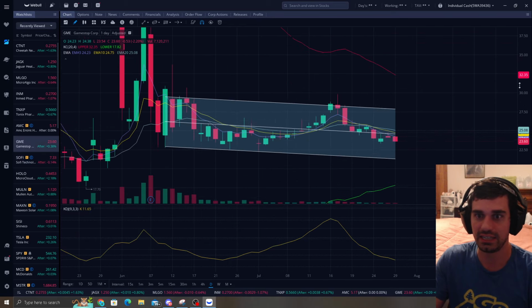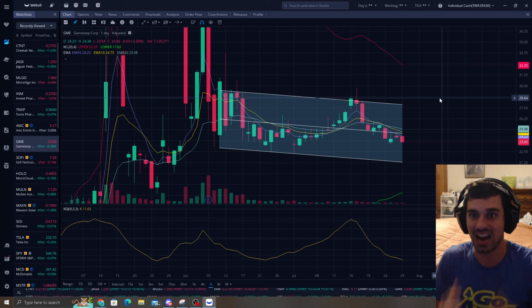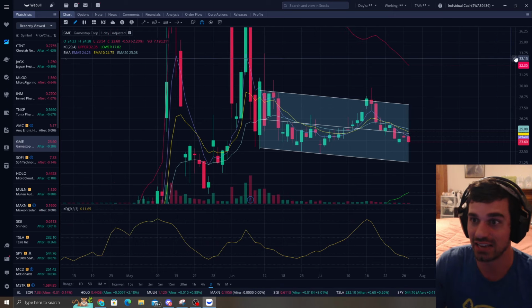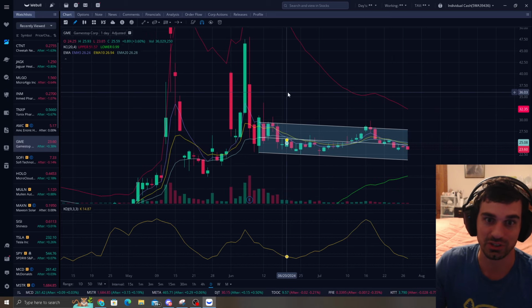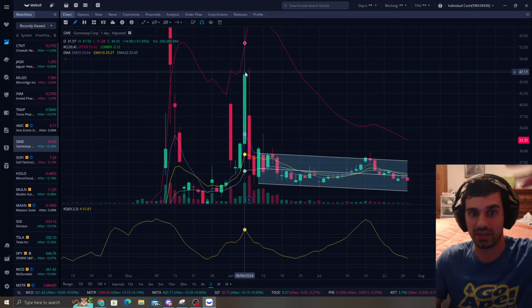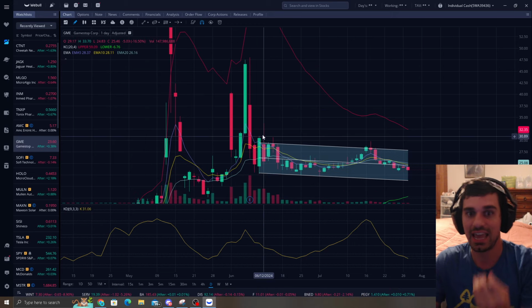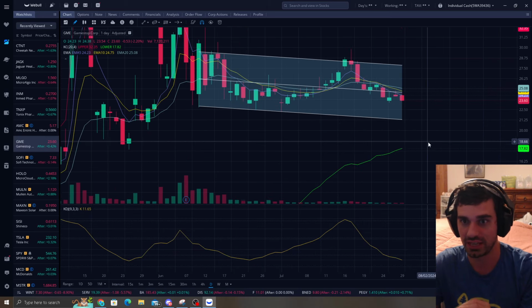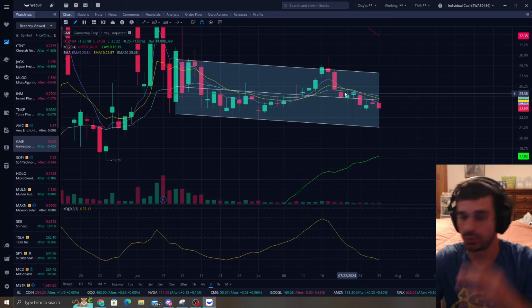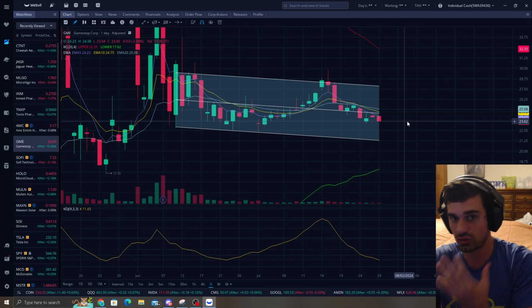GameStop right in here is in a nice consolidation pattern. I suspect a big move up any day now. And I just wanted to show you guys here. You had this big move up, and then you come back down to reality, and you're just consolidating forever. This is not a system trade where we hit the ATR4, this bottom band, or we have time distance of the EMAs. This is just one of those trades.